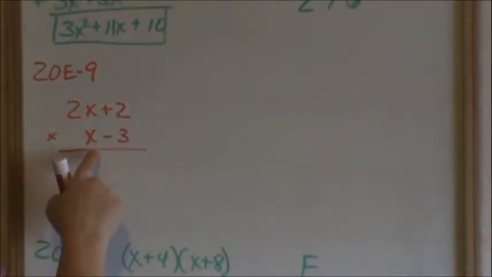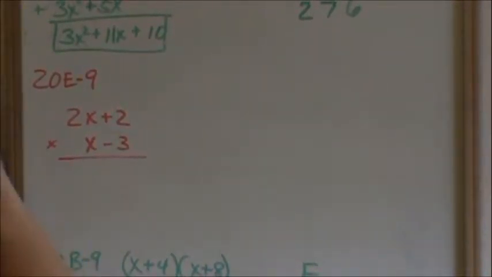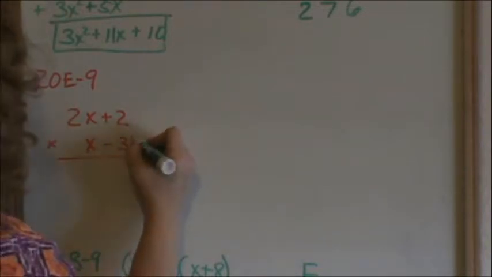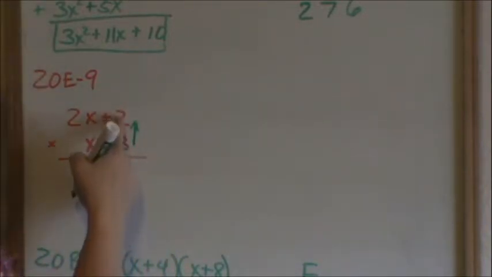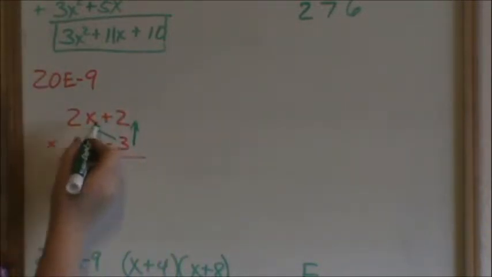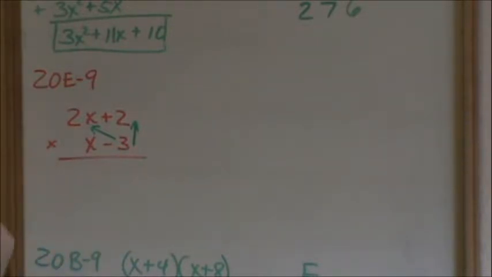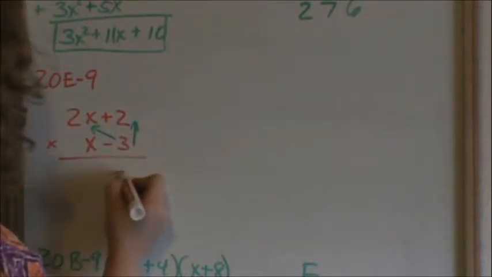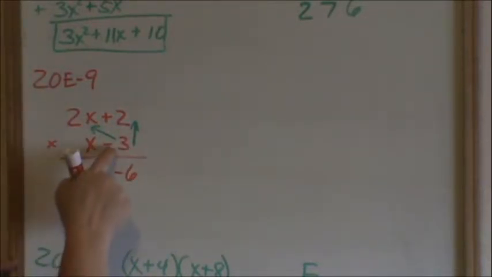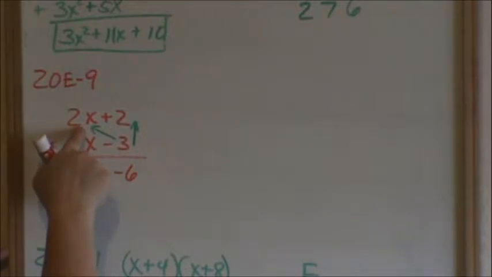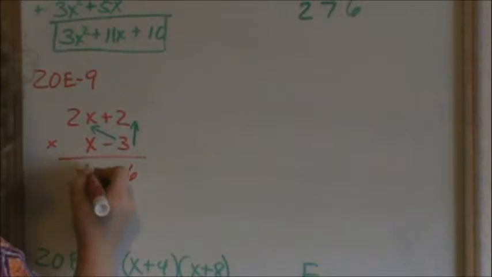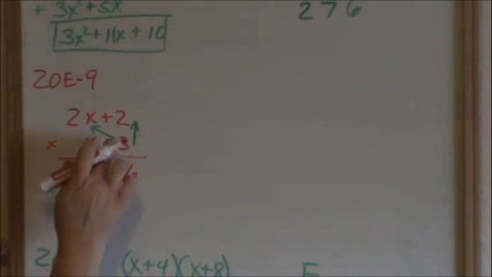2x plus 2 times x minus 3. Okay? We need to watch our signs. We're going to use the same principle as multiplying with numbers. Take this, multiply to that, then take this, multiply to that, okay? So we have a negative 3 times a positive 2. Negative times a positive is a negative, okay? Negative 6. And negative 3 times a positive 2x, and negative times a positive is a negative, so that would be a negative 6x. Okay, we've done that.